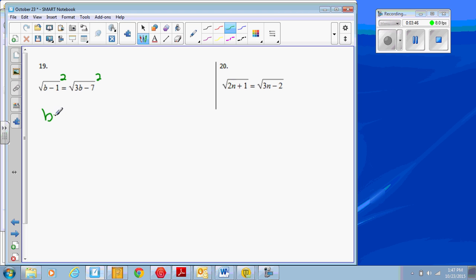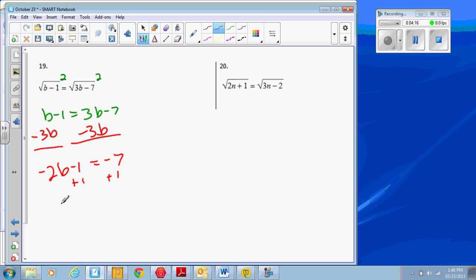I have b minus 1. And the squares cancel here as well. 3b minus 7. Now we've turned it into a rather uncomplicated 9th grade problem. I want to get all the b's on the same side of the equation. Different ways of doing it. I like to put my b's on the left side. So if I do this, minus 3b, I get negative 2b minus 1 equals negative 7. I'm going to add 1 to both sides. Negative 2b equals negative 6. Divide by negative 2.